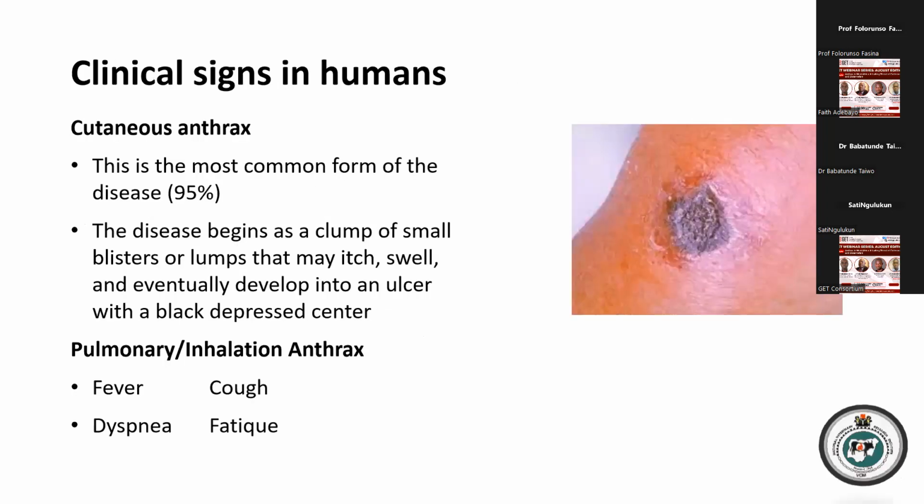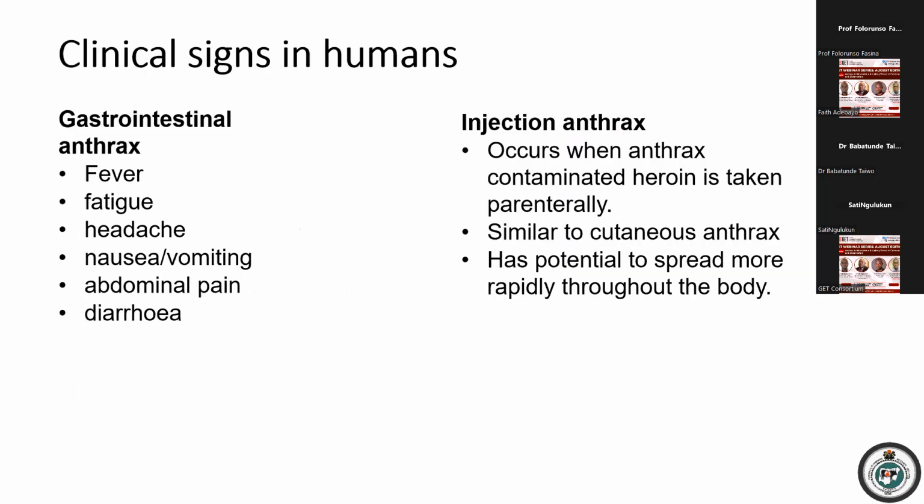And for humans, the disease is usually presented in three forms. The cutaneous form, which is the most common form, about 95% of cases. And just like Dr. Fashina earlier mentioned, the disease begins as a clump of small blisters or lumps that may itch and swell and eventually may develop into an ulcer, and then form this black depressed center, which is very, very typical of anthrax. The pulmonary or inhalation anthrax is manifested by fever, cough, dyspnea, and fatigue. And the gastrointestinal form, that's the form that is gotten through ingestion of contaminated meat or contaminated food products, is manifested by fever, fatigue, headache, nausea, vomiting, abdominal pains, and diarrhea.